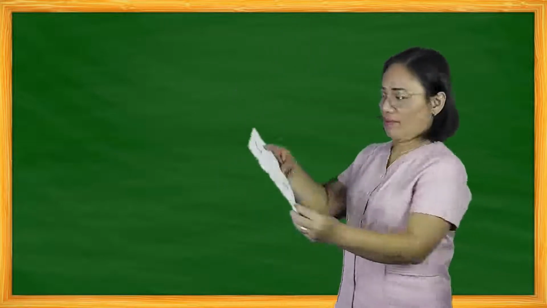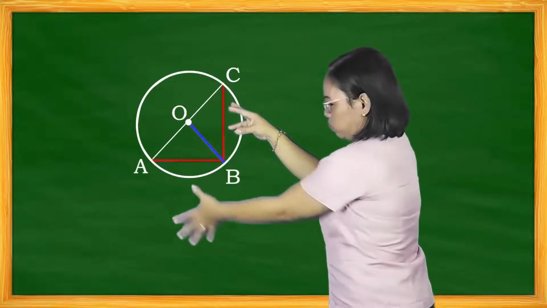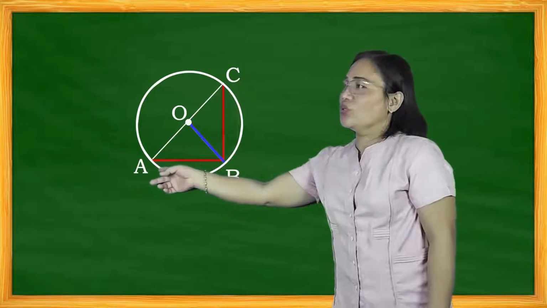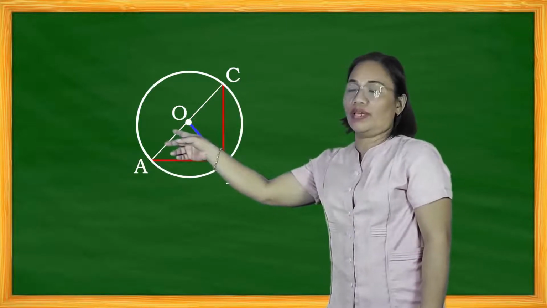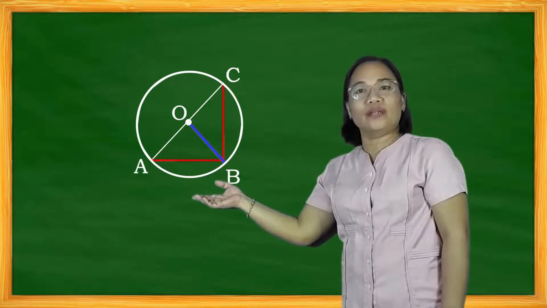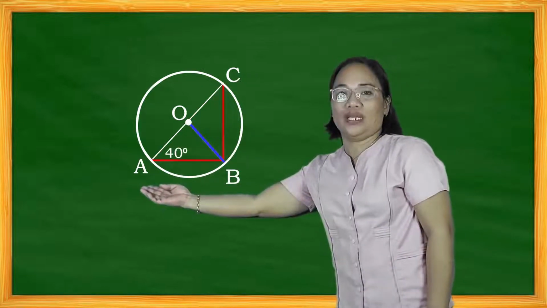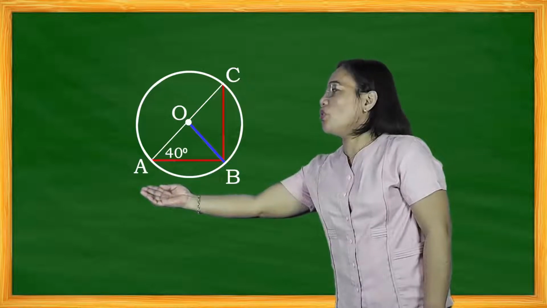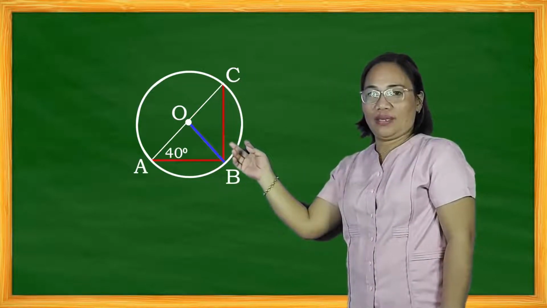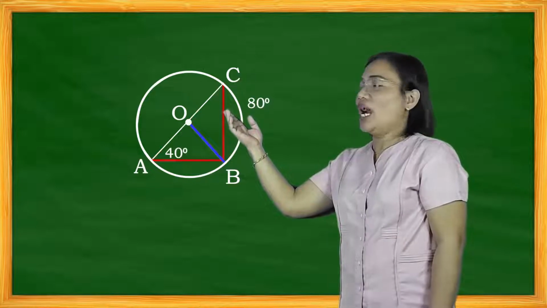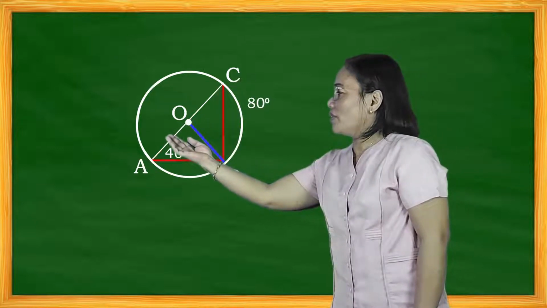I have here a figure. I have here a circle O with a diameter, 2 chords, and a radius that forms an inscribed angle, a central angle, and an intercepted arc. Supposing the measure of angle A is 40 degrees, what will be the measure of arc CB? So, if this is 40, this would be 80. And if this is 80, this central angle is also 80.